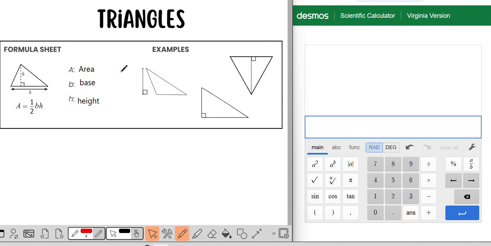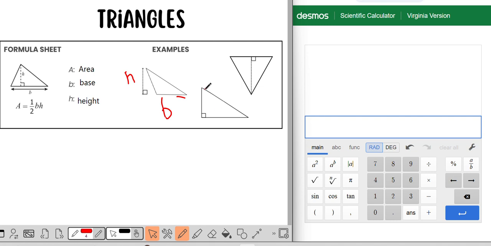Do not be surprised when sometimes your heights are drawn outside of the triangle, just because if they drew them somewhere inside, it would get weird. Now here's the base because it dropped down, and this is the side that it's on. Doesn't have to touch it in the picture, but that is your base.